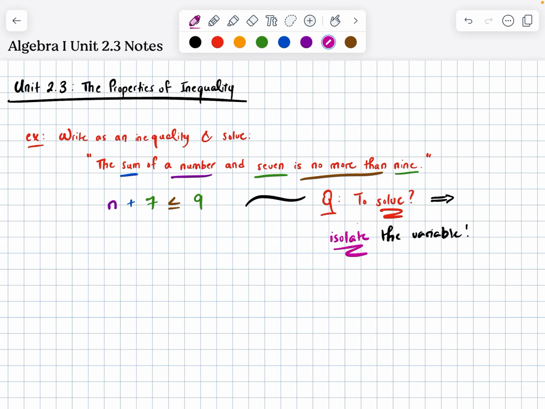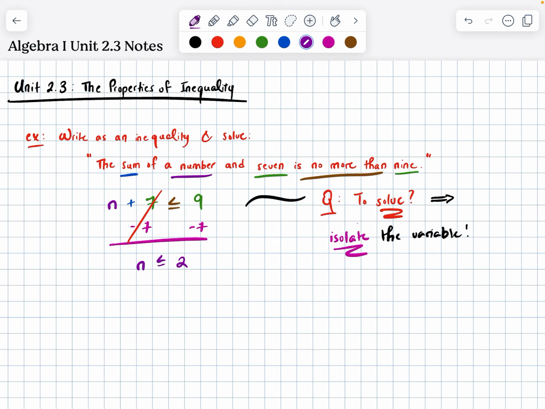Five, 4, 3, 2, 1, and stop. Well, n plus 7 is less than or equal to 9. I want to get n by itself. The thing connected to the n is the plus 7. How is it connected? By addition. Let's undo it using subtraction. Again, if it ain't broke, why are we bothering trying to fix it? To get n by itself, I'll subtract 7 from both sides. Here we'll see n should be less than or equal to, well, 9 minus 7 is 2.